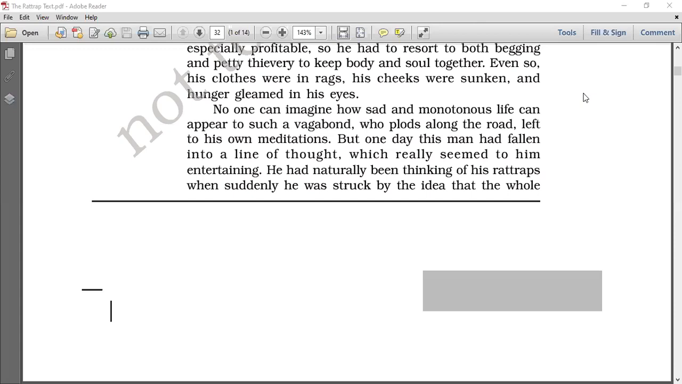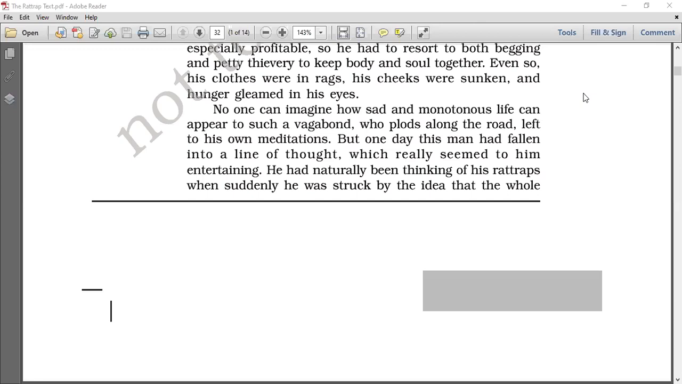So that's why here the author is saying that no one can imagine and understand how sad and monotonous life can appear to such a vagabond who plods along the roadside, left to his own meditations. But one day, this man had fallen into a line of thought. Underline the word. Fallen into a line of thought means he fell into a thought.